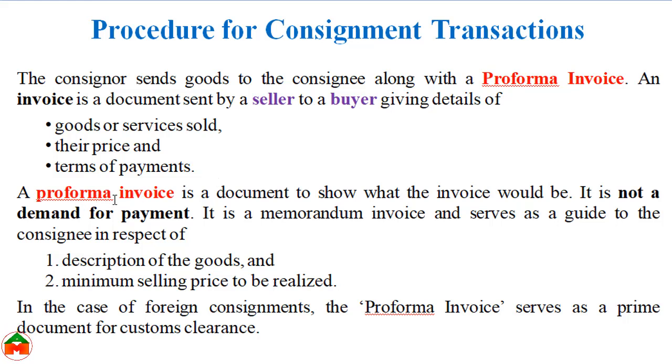So this pro forma invoice is not a demand for payment. It's one kind of invoice that is sent by the consignor to the consignee. In the case of a real invoice, the seller mentions the goods and services sold, their price and terms of payment in the invoice. But in the case of a pro forma invoice, the consignor only mentions the description of the goods and the minimum selling price to be realized.